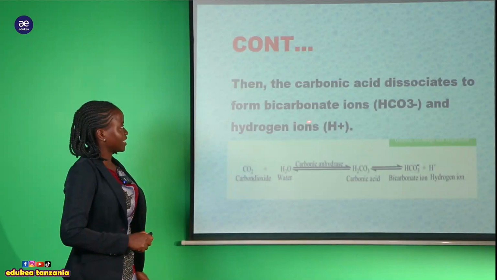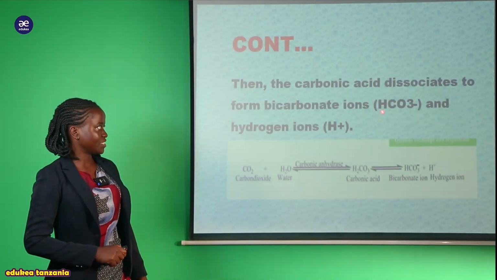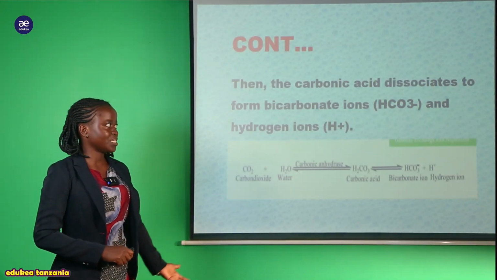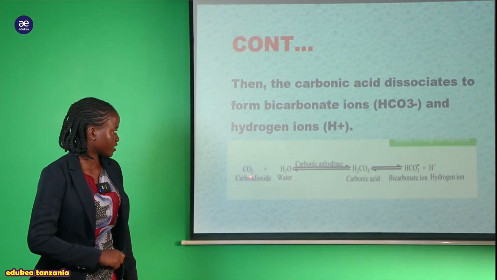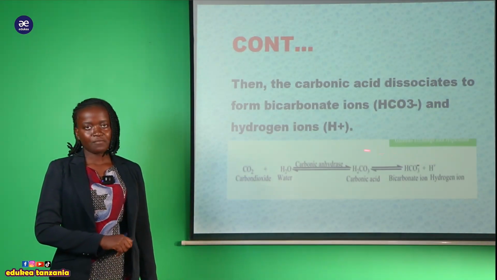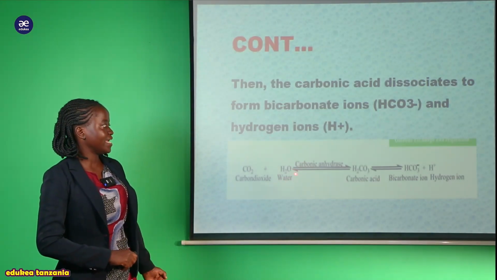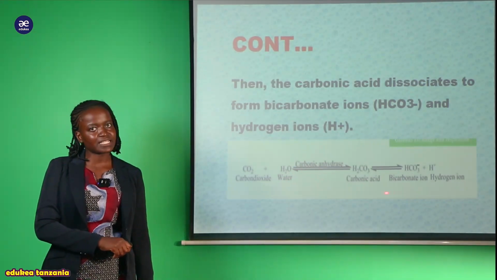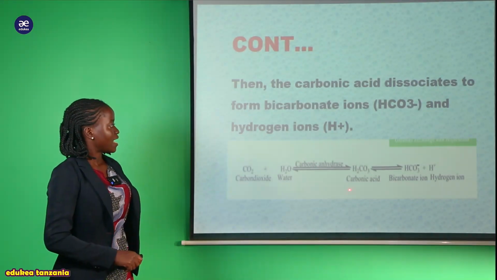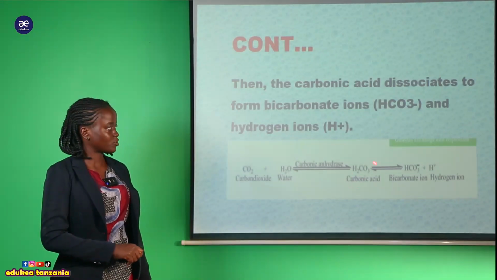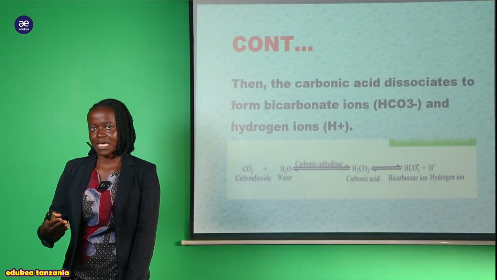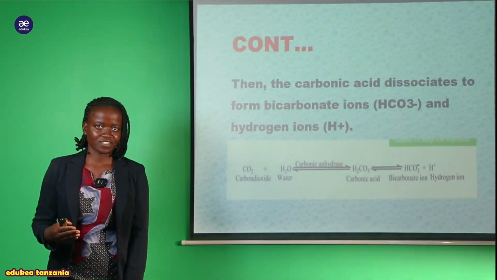And therefore, the carbonic acid dissociates to form bicarbonate ion and hydrogen ion, as you can see in this equation. Here we have carbon dioxide plus water. Carbon dioxide plus water ndiyo ambayo baadaye inaenda under the reaction of an enzyme ambayo tunamuita carbonic anhydrase. Ndipo ambapo tunapata hii acid ambayo tunaita ni carbonic acid, kwa sababu panakuwa na uwepo wa carbon dioxide. That's why we are calling it carbonic acid.